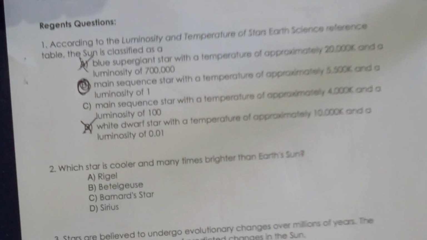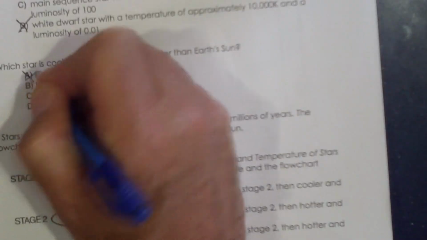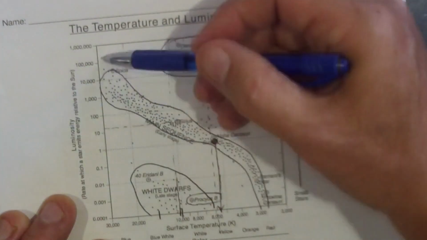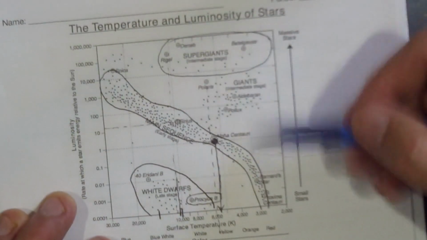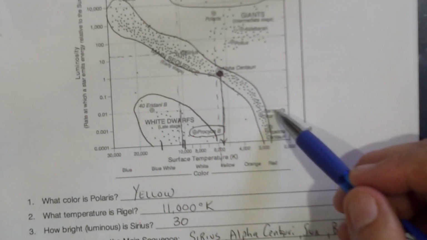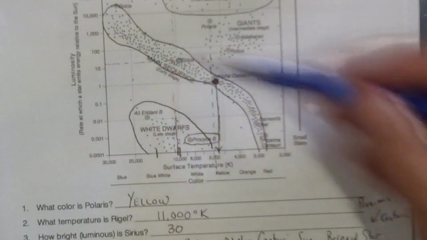Number 2, which star is cooler and many times brighter than the Earth's Sun? The star Rigel is found here. Its temperature indicates that it's hotter than our Sun. The star Betelgeuse is right here. It's cooler, and it indicates on the chart that it's many times brighter than our Sun. We can rule out Barnard's star because it's cooler, but not as bright. And we can rule out Sirius because it's hotter and brighter.